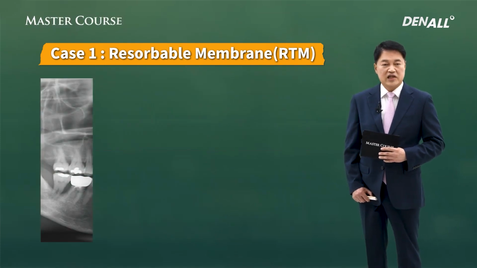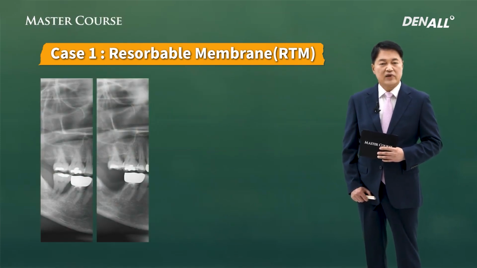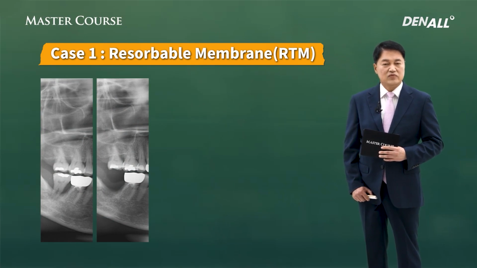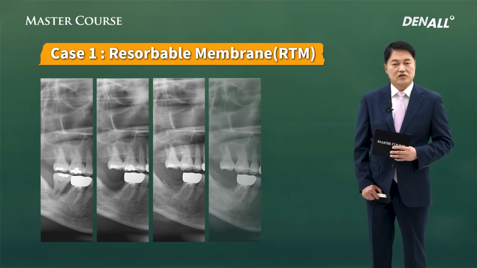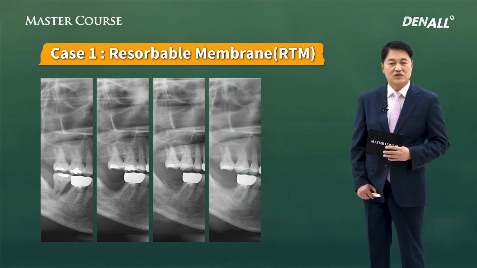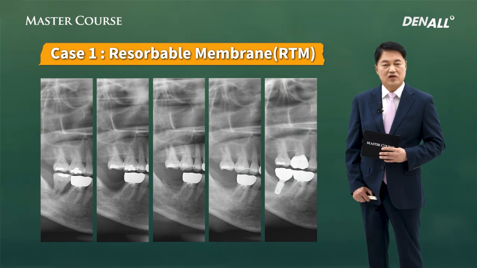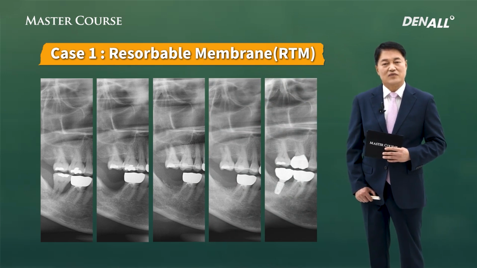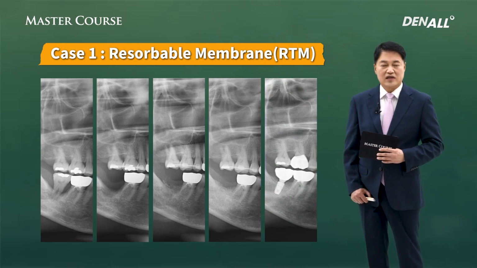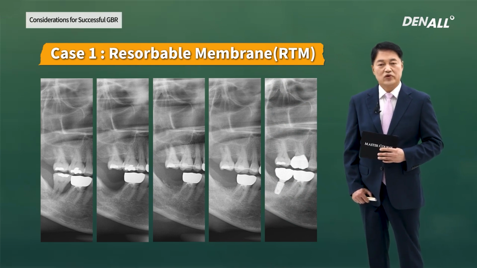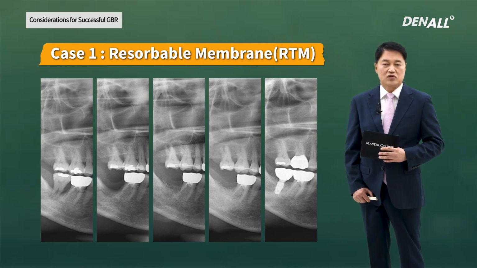On the X-ray, this is before extraction and after extraction healing. It was difficult to place the implant, so GBR was conducted, and it was rather successful, and it's not difficult to place the implant now. The implant was placed and the prosthesis was delivered. A resorbable membrane was used to do vertical augmentation, and the implant was placed well.